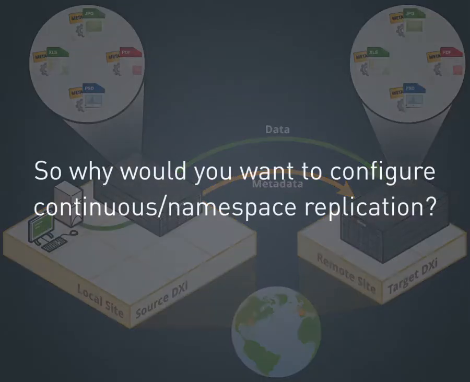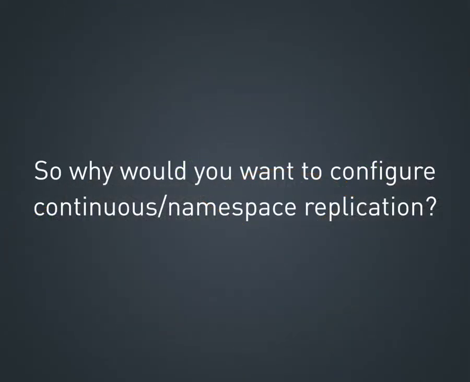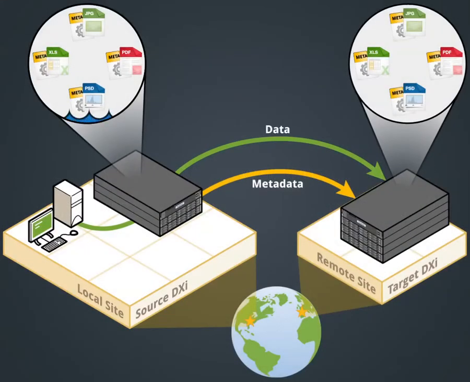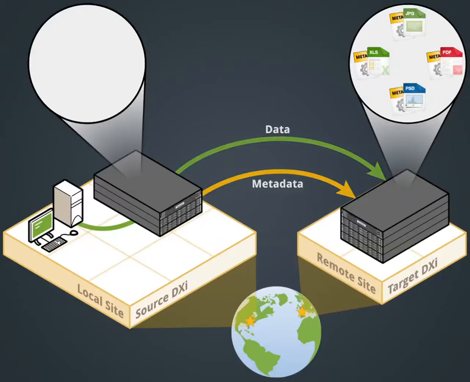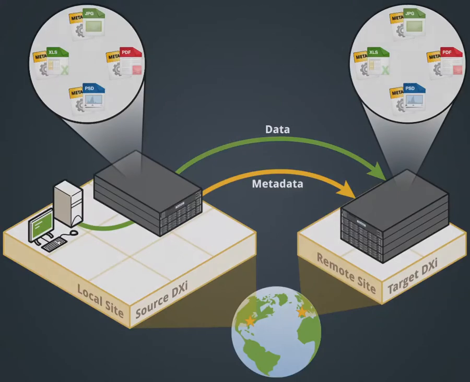So why would you want to configure continuous namespace replication? Mainly for disaster recovery purposes. If something happens to your source DXi system, the point-in-time snapshots that you create with continuous namespace replication allow you to recover a NAS share or VTL partition to a previous state. After your source DXi system is back up and running, you can fail back a snapshot to your source DXi system and recover the data.